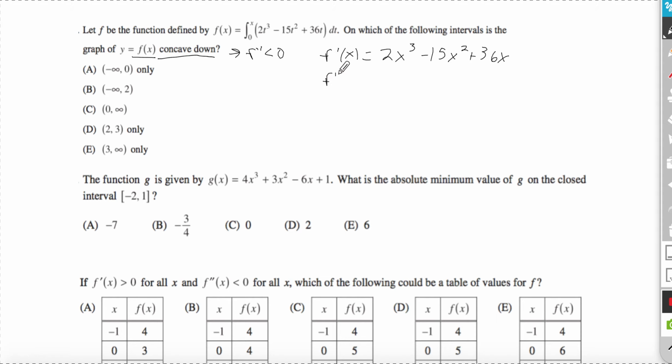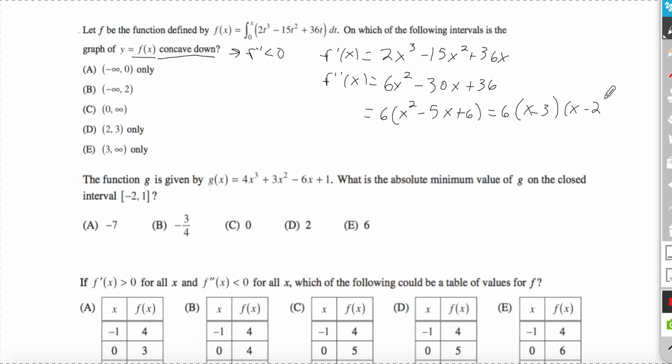Now I need my second derivative. My second derivative is going to be 6x squared minus 30x plus 36. That looks like it factors. I'm going to factor out the 6, which gives me x squared minus 5x plus 6. That looks like it continues to factor: x minus 3 and x minus 2. Why is this useful? Because I want to know when f is concave down, when the second derivative is less than 0, when the second derivative is negative, right? So if the second derivative is factored now, I need to figure out when it's negative.